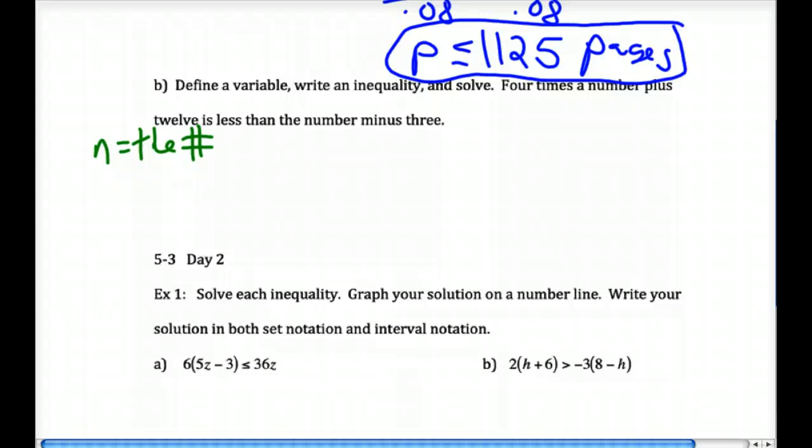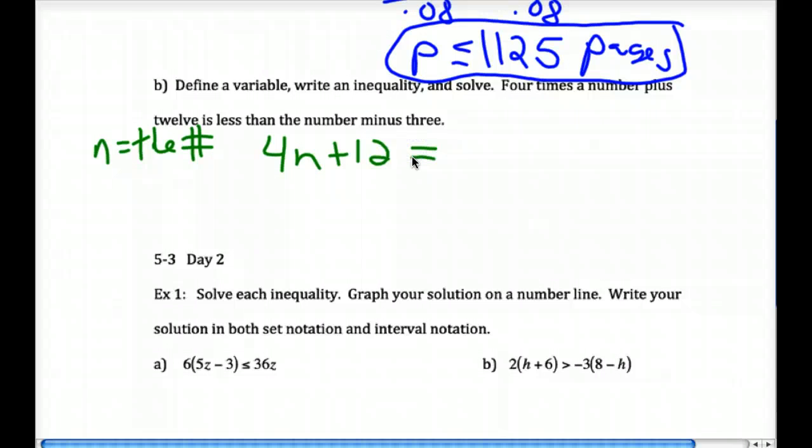I hated these problems when I was in high school too. I did not like them until somebody taught me: just read a few words at a time and always write that. So read the first 4 words: 4 times the number, so 4n. Read the next 2 words: plus 12. Read the next word: is. What am I going to write? Equals.